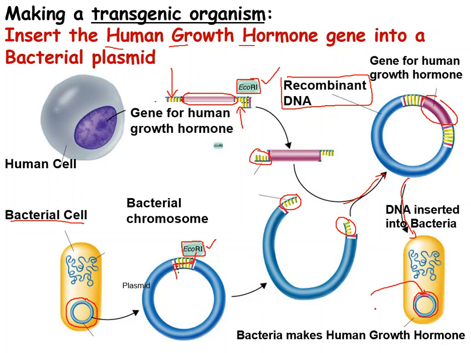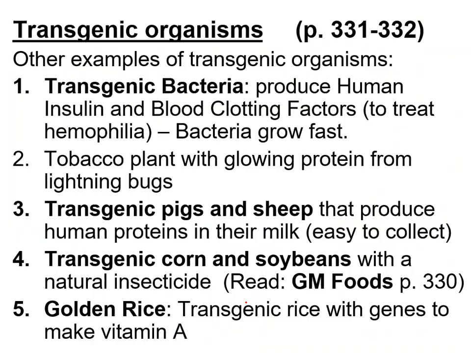And every time they transcribe and translate the genes on this plasmid, guess what? They'll also transcribe and translate the gene for human growth hormone. So bacteria mass produce human growth hormone for us. We take advantage of the fact that they are little factories that pump out proteins after proteins after proteins really, really quickly en masse. And it's a clever technique. All right, so that's how you make transgenic bacteria.